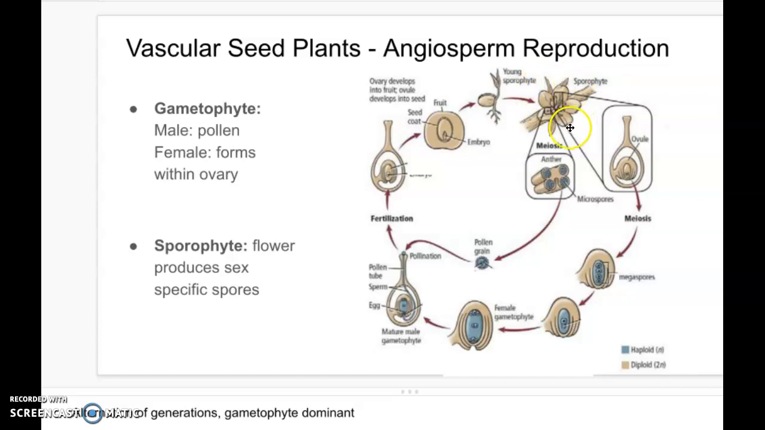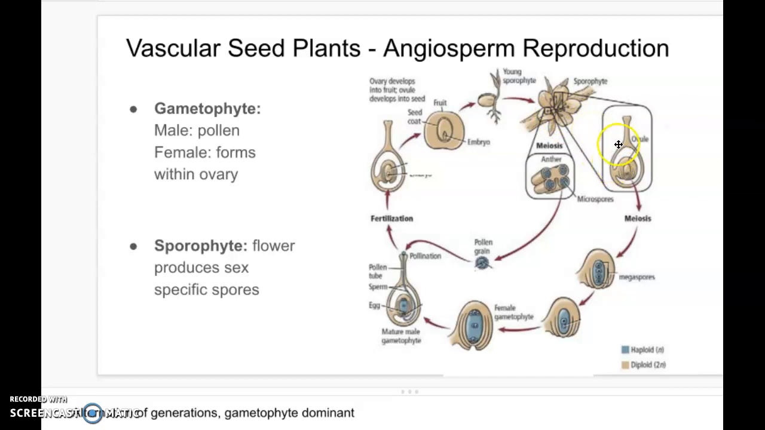The sporophyte in this case is the flower. So this is different than in the gymnosperm. In the gymnosperm, the sporophyte would be the cone, and the different types of cones. Remember, sometimes you have the soft cones, sometimes you have the hard cones, if it's female or male. Here, the differences you're going to find is in the anther, you will find the pollen, and in the stigma, you will go down to the ovary.